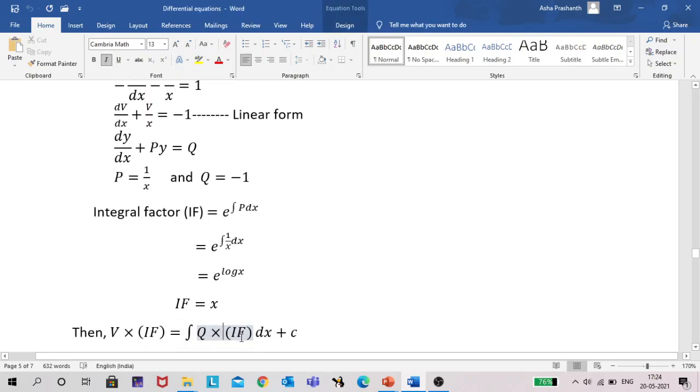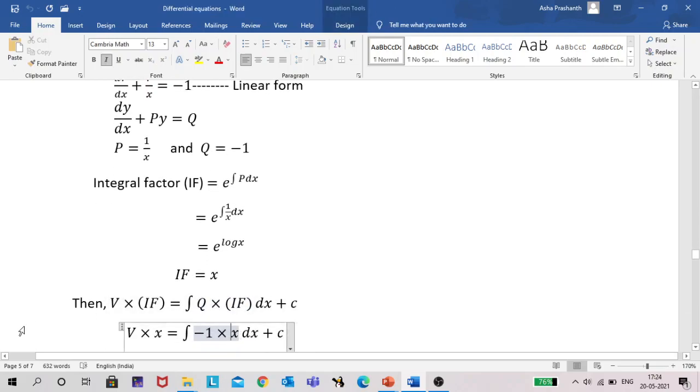So next we find out the solution. The solution is in the previous method, what we can write y into. There y is a dependent variable, but here we have v as the independent variable, right? So that's what I'm taking: v into integral factor is equal to integration of q into integral factor dx plus some integral constant, right? What we got for integral factor is x. So it is integration of q, which is minus 1, into integral factor x dx plus some integral constant, right?